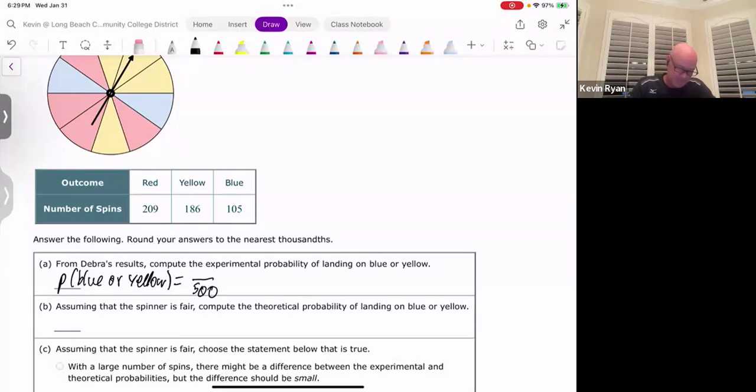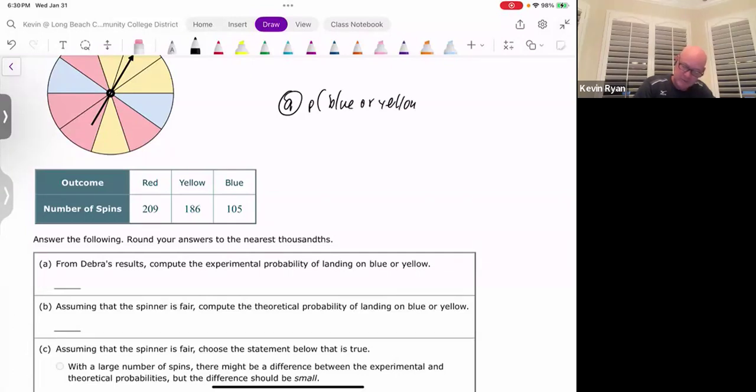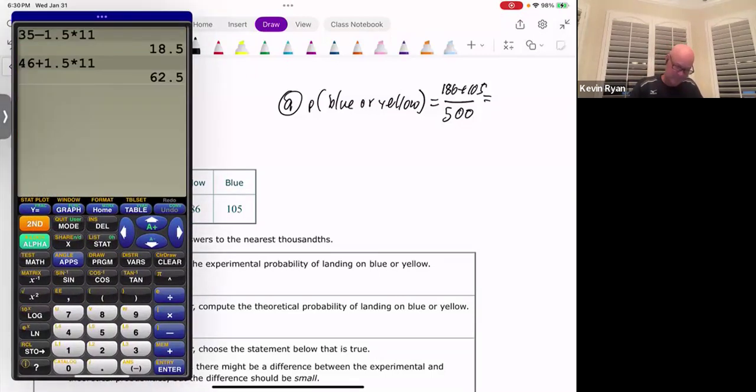All right. Probability of blue or yellow. So that's going to be the 186 plus 105. Let's do this elsewhere. So part A. Probability blue or yellow. That's 500 down below. And we have blue or yellow is going to be 186 plus 105. Divided by 500.